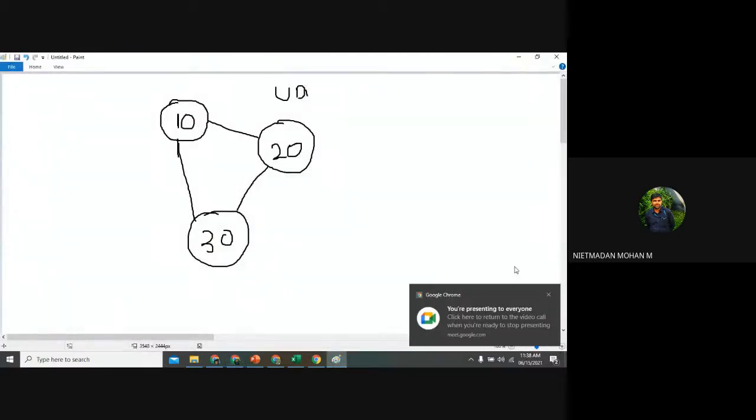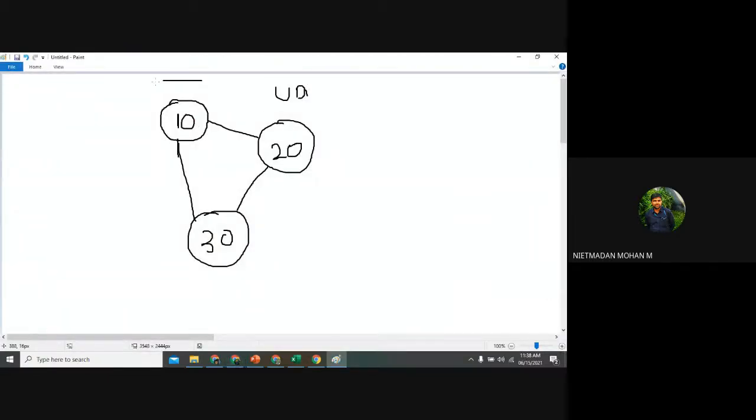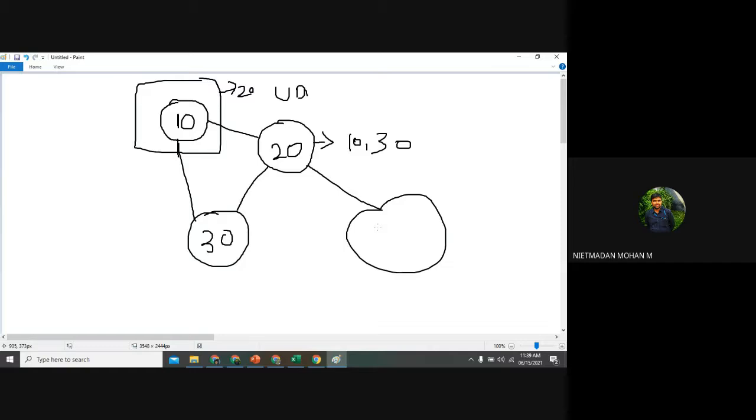So this is an undirected graph, and I want to find the nearby node of 10. Can you tell me the nearby node of 10? 20 and 30. So both will be nearby nodes of 10. Can you tell me the nearby nodes of 20? 10 and 30. So if I take this representation here, 100, can you tell me the nearby node of 100? 10, 20, 30.